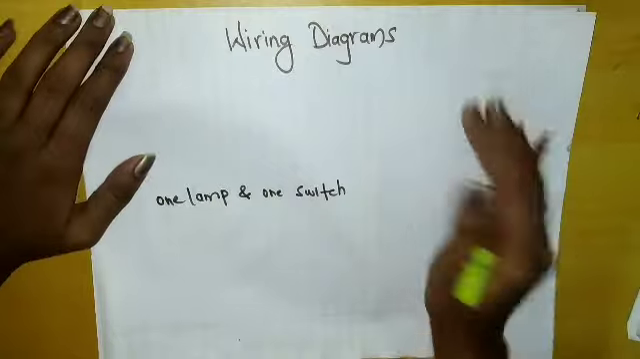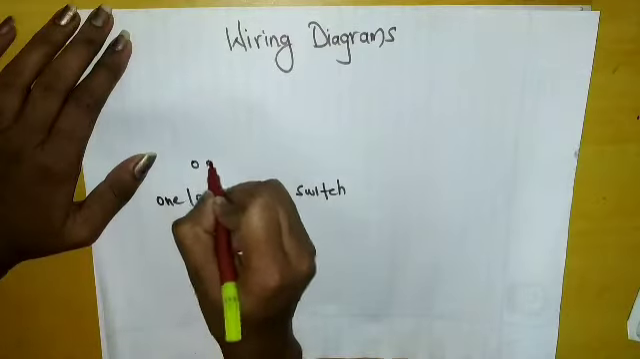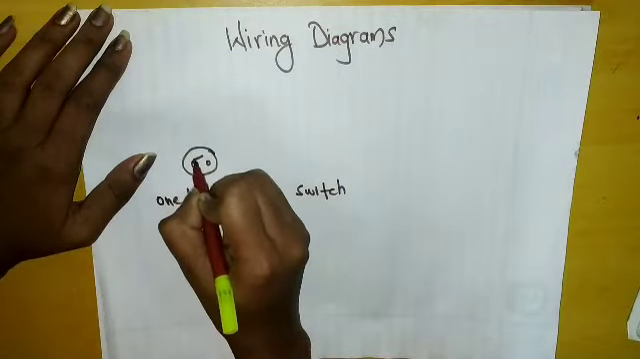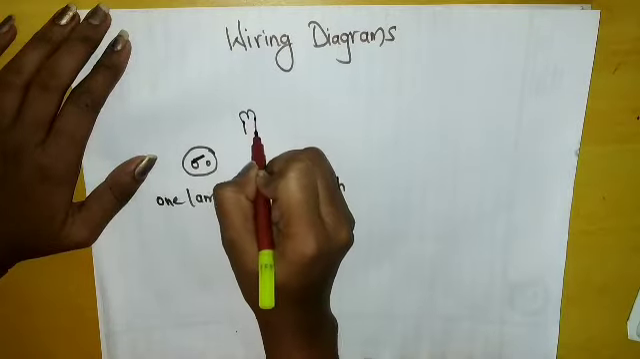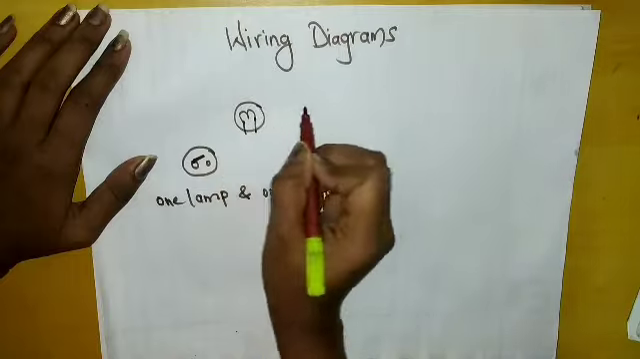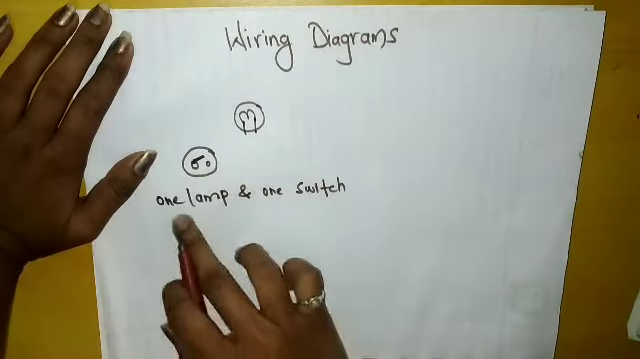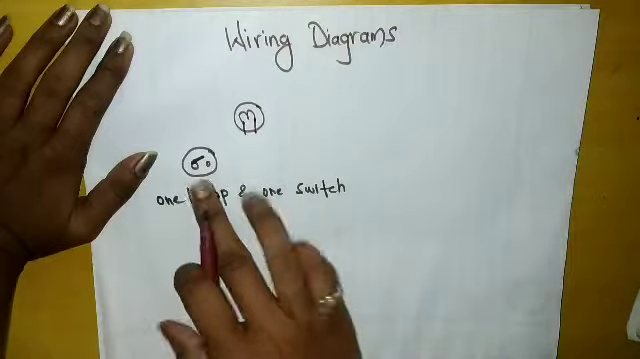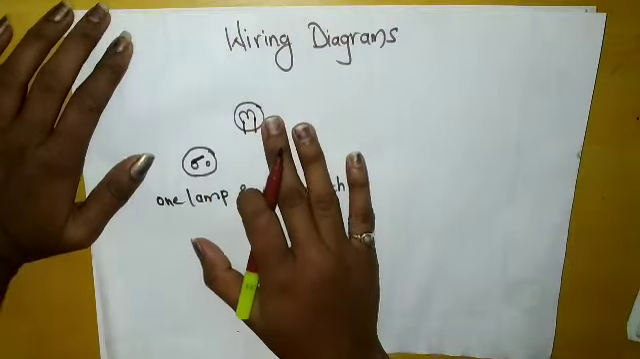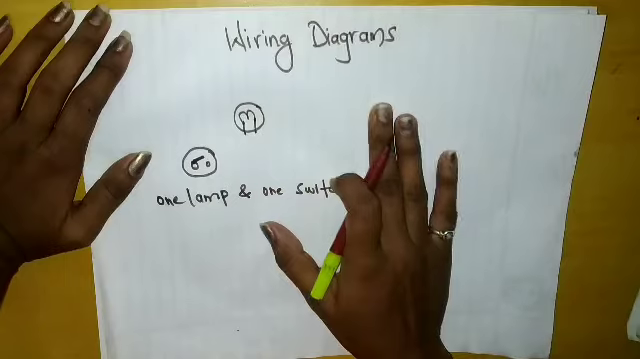So we know the symbols. This is the symbol of a switch, right? And this is the symbol of a bulb. So now, using this one lamp and one switch, this is the one lamp and this is the switch. How is the wiring done? So just remember the basics.